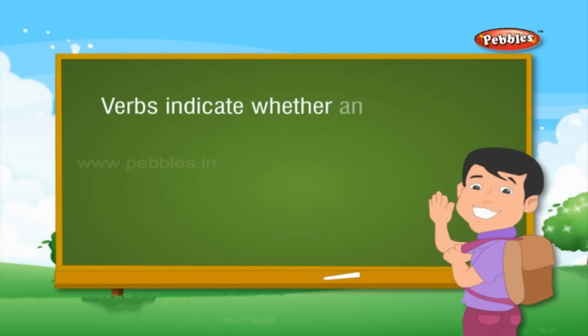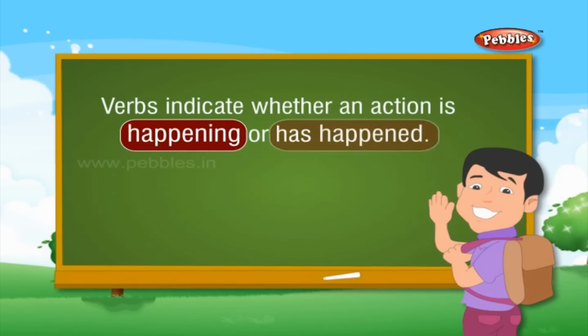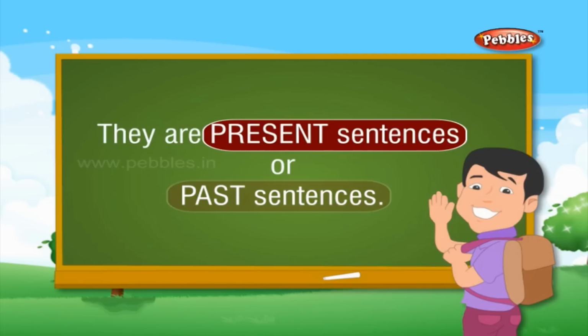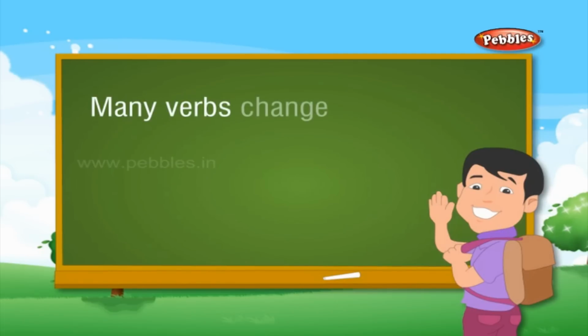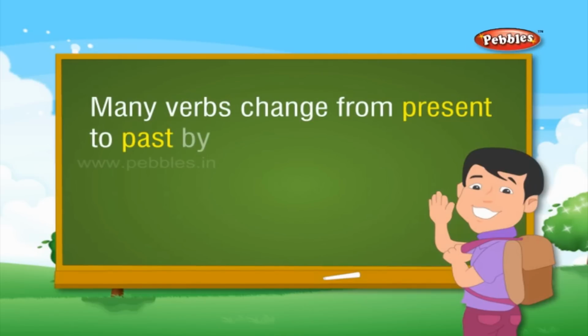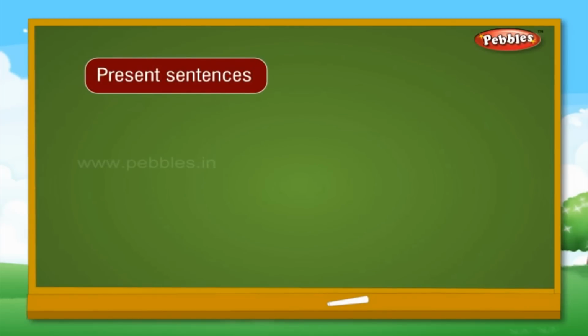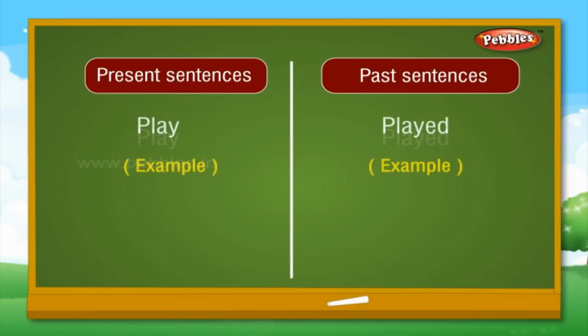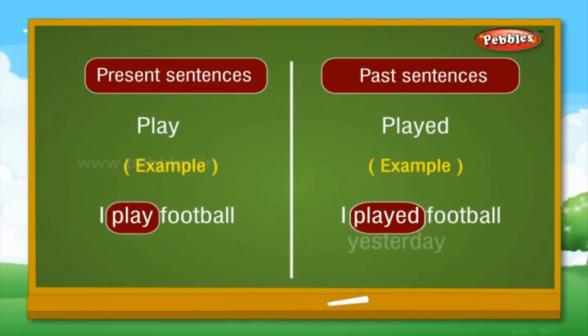Verbs indicate whether an action is happening or has happened. They are present sentences or past sentences. Many verbs change from present to past by just adding ed. Present sentences. Past sentences. Play, played. I play football. I played football yesterday.